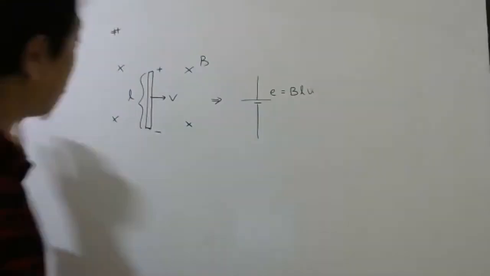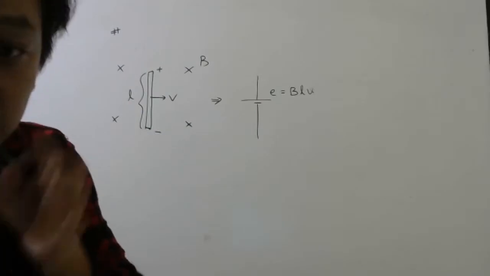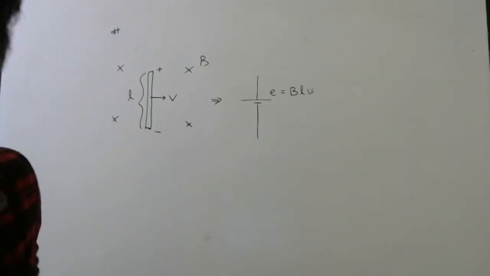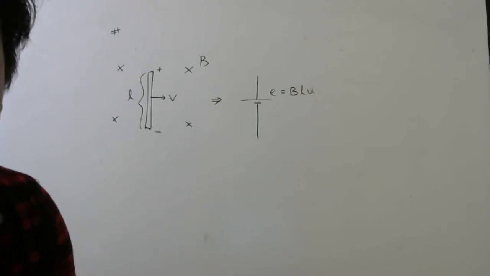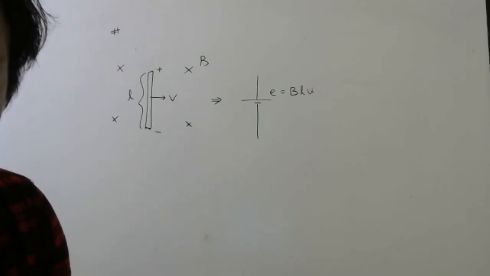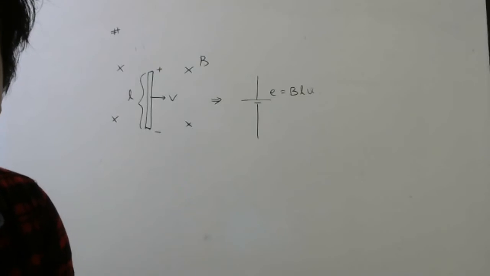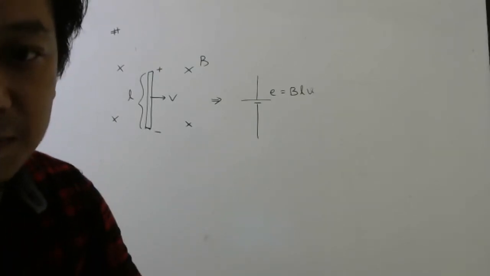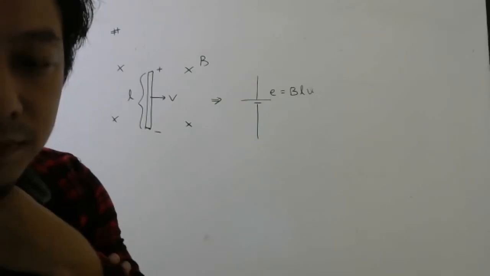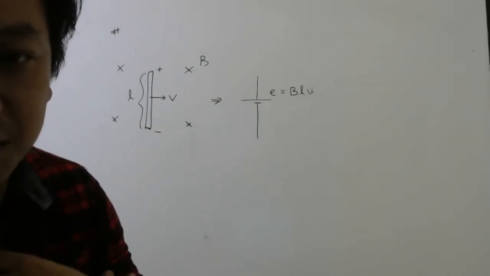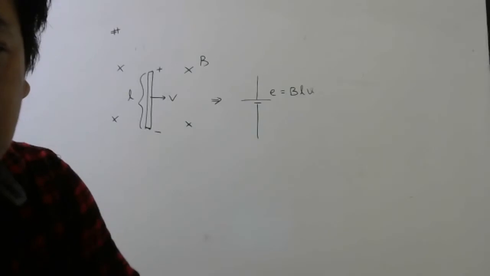Will there be current, students? Will there be current after equilibrium has been reached, once the magnetic force is balanced by the electrostatic force? Current will be there or not? That is my question right now in this diagram.